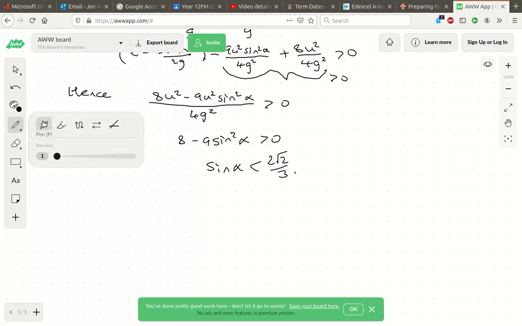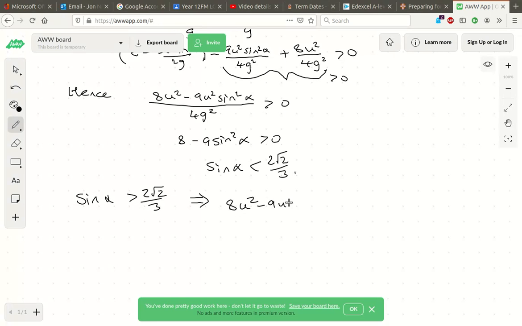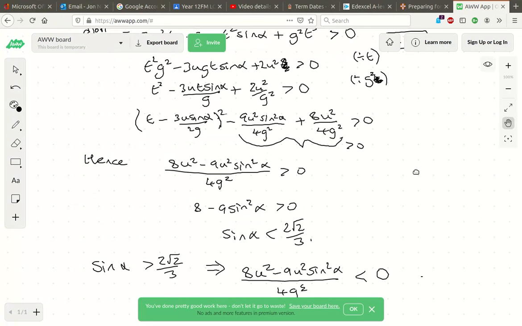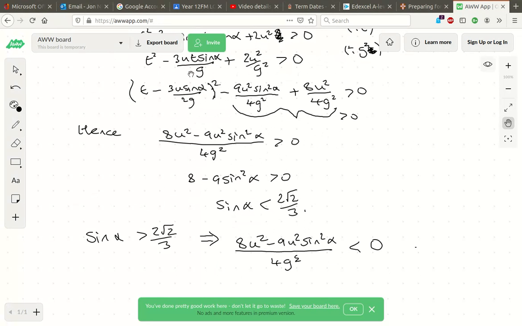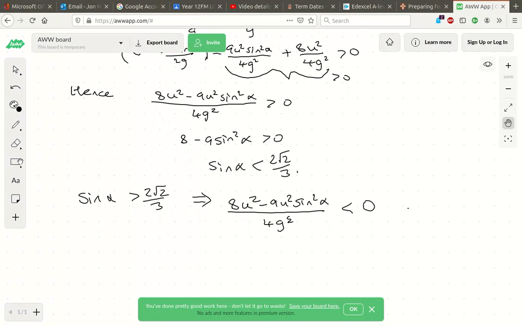In the second part, it wants us to demonstrate that it is at least decreasing for some values of t when sine alpha is greater than 2 root 2 over 3. Now, if sine alpha is greater than 2 root 2 over 3, it's pretty easy to reverse engineer everything there and point out that 8u squared minus 9u squared sine squared alpha over 4g squared is actually going to end up being less than 0 then. And so all we've got to do now is find a value of t which definitely ensures that that is 0. And the obvious value to pick would be t equals 3u sine alpha over 2g.